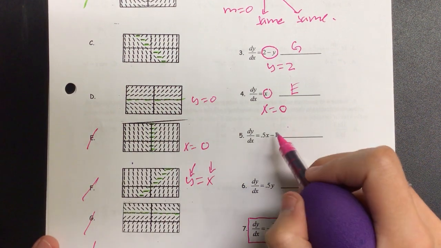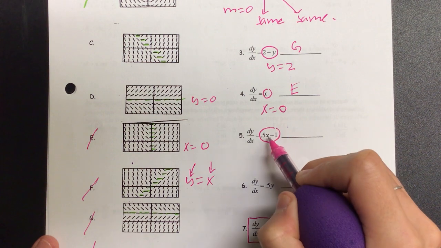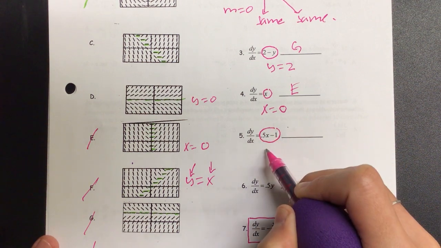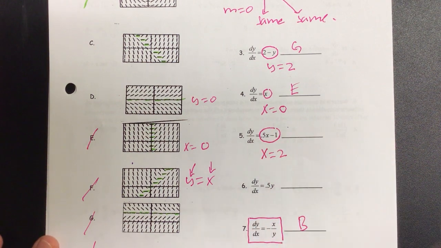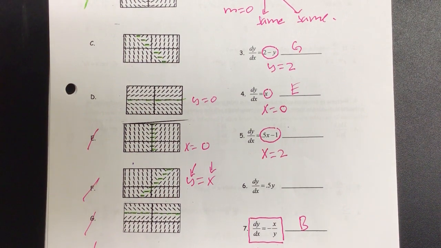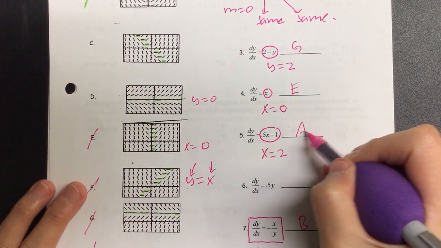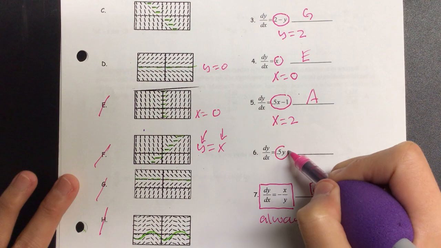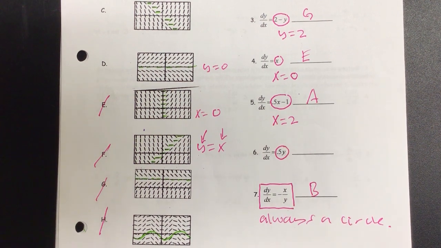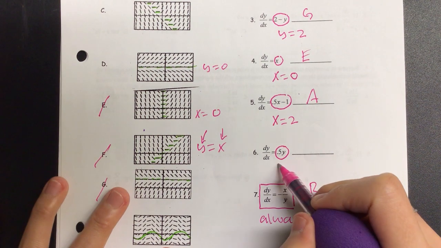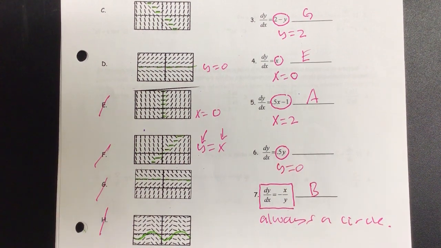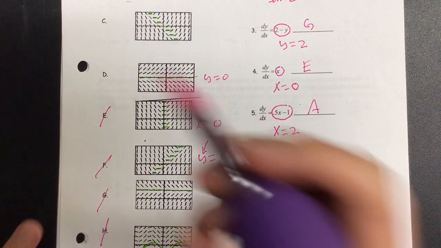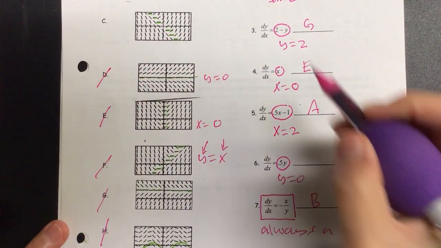Let's move on to number 5. What must the x equal in here for all of that to equal 0? 2. X equals 2. Which one has x equals 2? A. So let's cross that off. For number 6, what number do I need on my y to have all that equal to 0? 0. So y must equal 0. And which one has y equals 0? Did we say D or E? D.